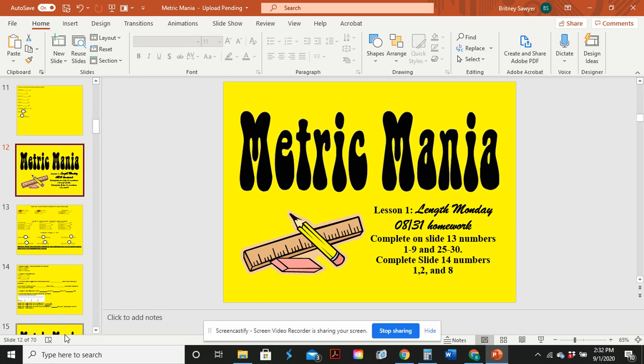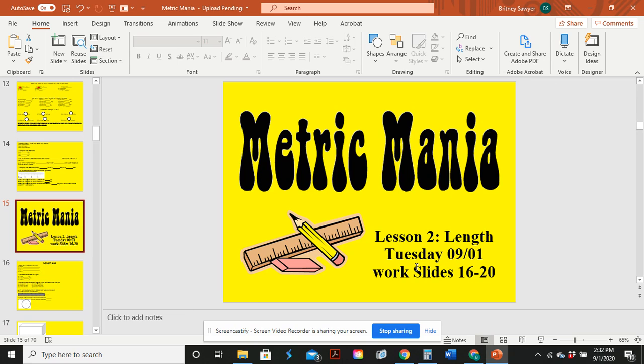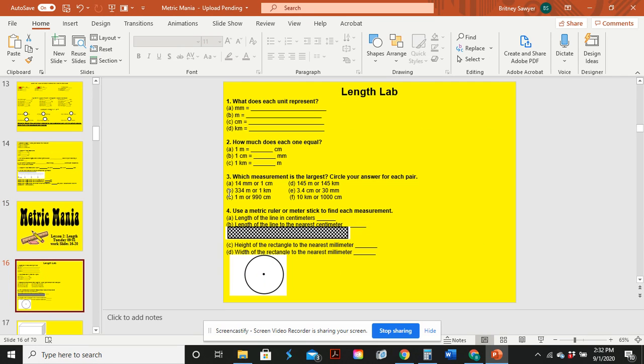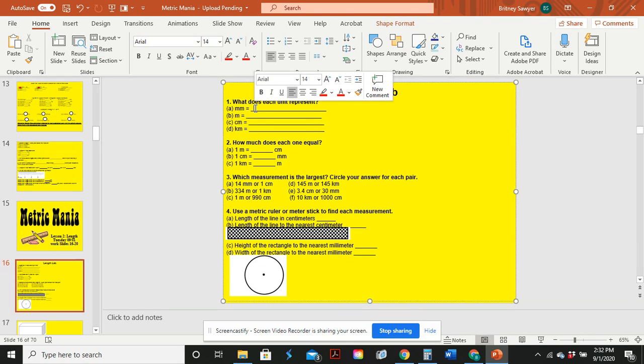That's the Monday homework. So today we're going to be doing 16 through 20. I know it sounds like a lot, but I'm going to walk you through a slide or two just so that you understand what you're doing. All right. What does each unit represent? Once again, you're going to use your text boxes. You're going to hit that plus button and click on text box and drag it over to where it needs to be to answer this.